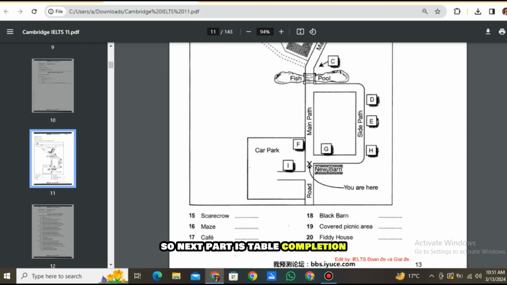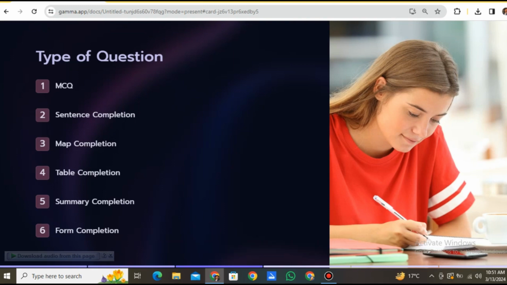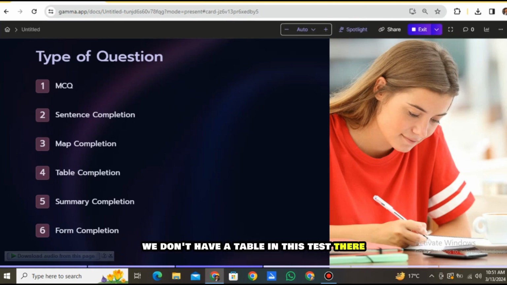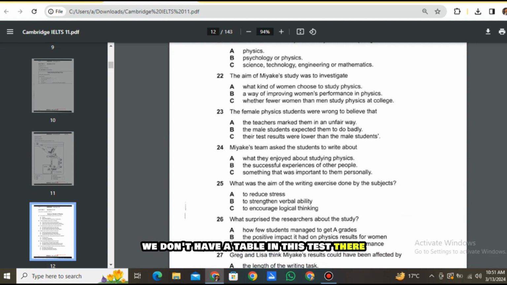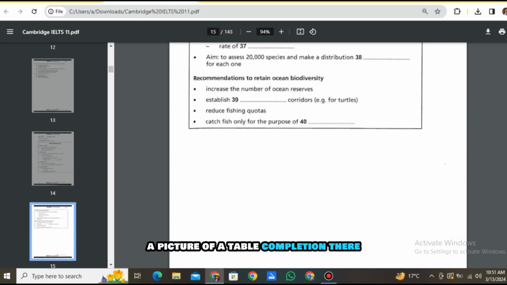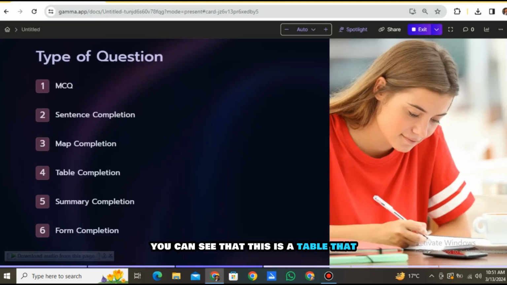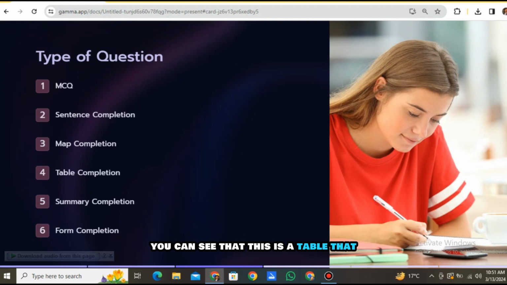So next part is table completion. We will have a table. We don't have a table in this test, but I will attach a picture of a table completion there. You can see that this is a table that can be in a listening test. Summary completion and form completion.